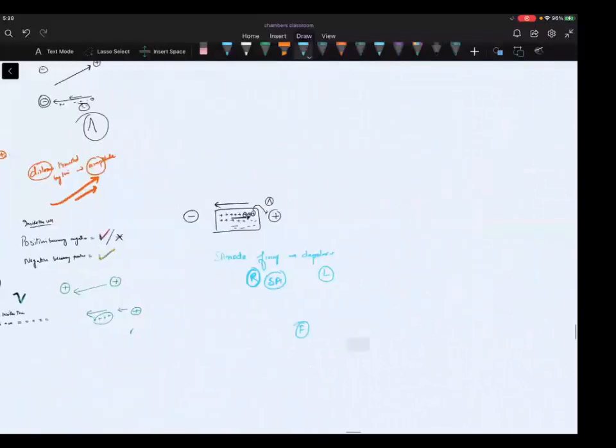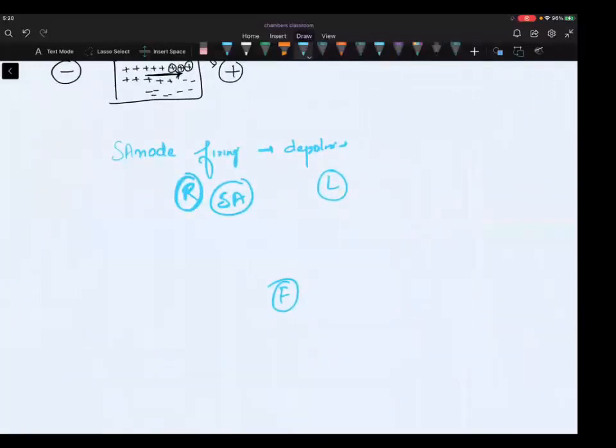So if I start depolarization towards this direction, see, it is communicating the positive charges. It is communicating the positive charges towards the left.